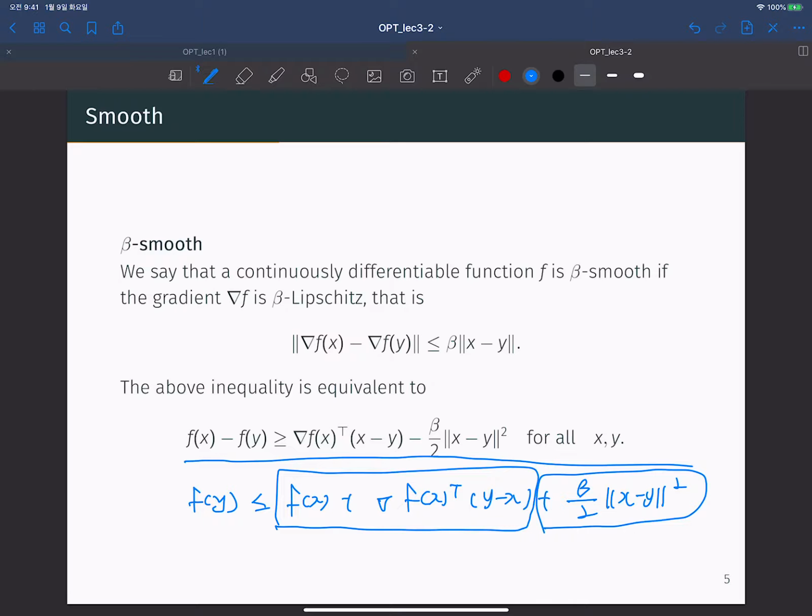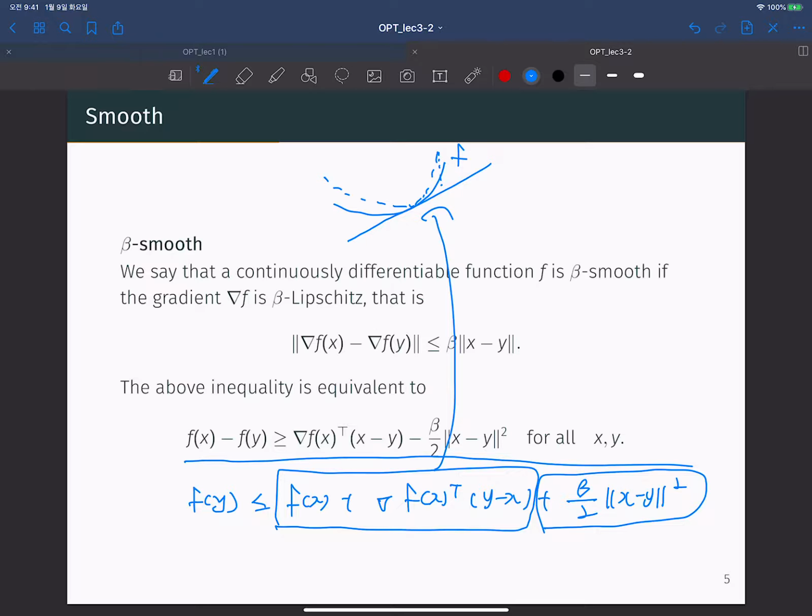So smoothness is the opposite of strong convexity. When you have the function f, you draw the tangent line here. So this is this term. And when you draw the additional quadratic term here, basically this smoothness upper bounds the original function f. Basically, beta over 2 times the squared Euclidean norm of (x minus y) added to the tangent line is always greater than the original function f. Okay.